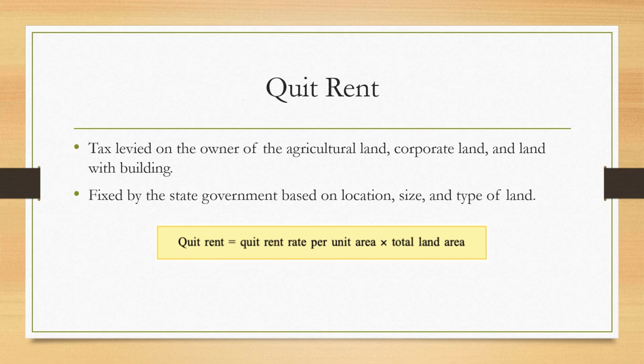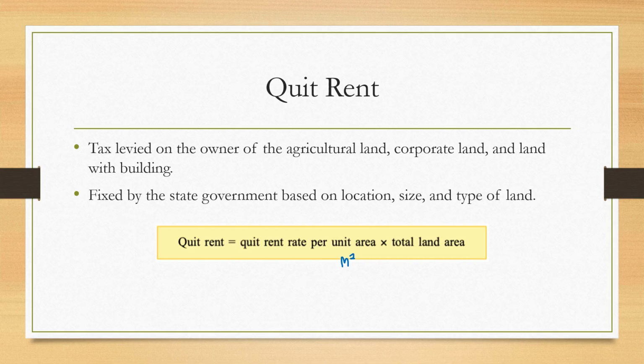Unit area usually means something like a meter square, so you have the square amount per unit area. That's usually what it tells you, but based on your unit, the question tells you the quit rent rate per unit area, right? And then times the total land area. The question will tell you all this.